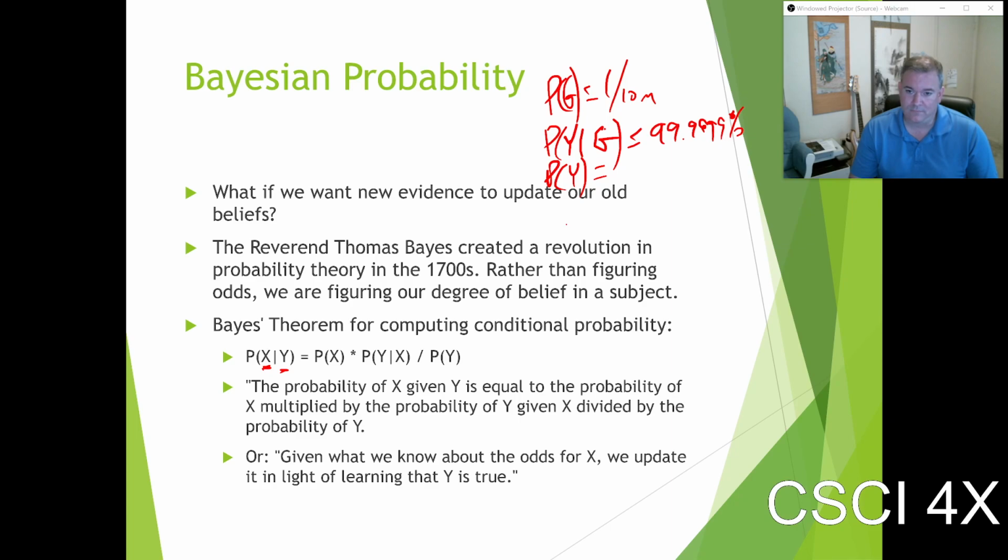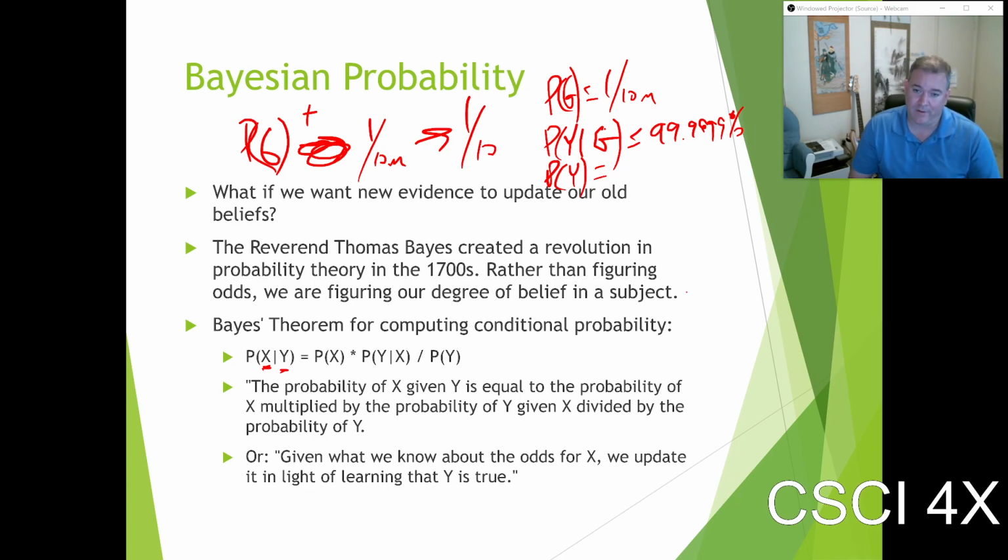Yep. And so the positive test probability is point whatever. And so when you do the math, you work it out. The probability that you're guilty, given a positive test, goes from 1 over 10 million to 1 over 10. Okay, so it definitely goes up. If you get a positive DNA match, the odds that you are the murderer went from 1 out of 10 million to 1 out of 10.